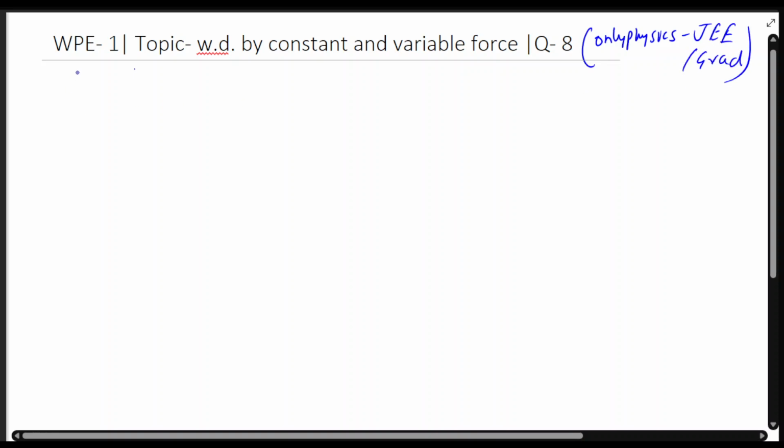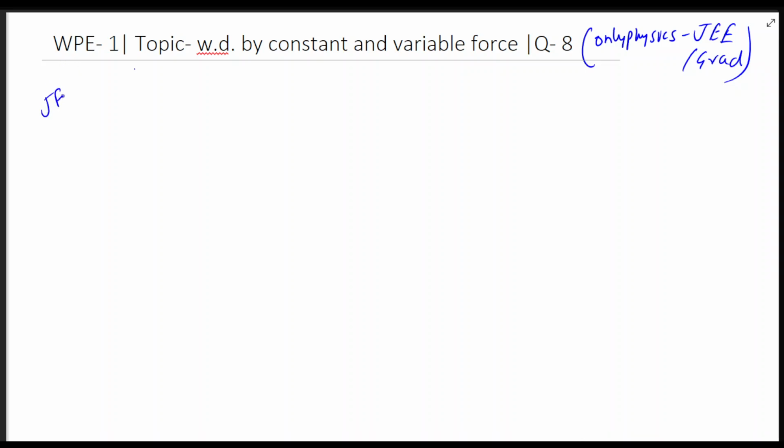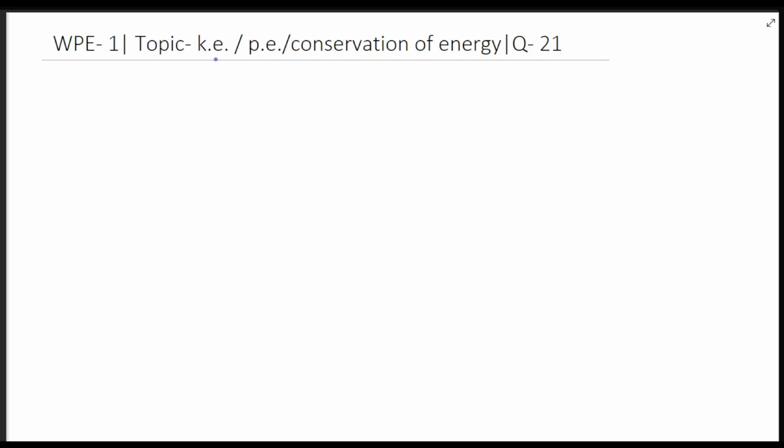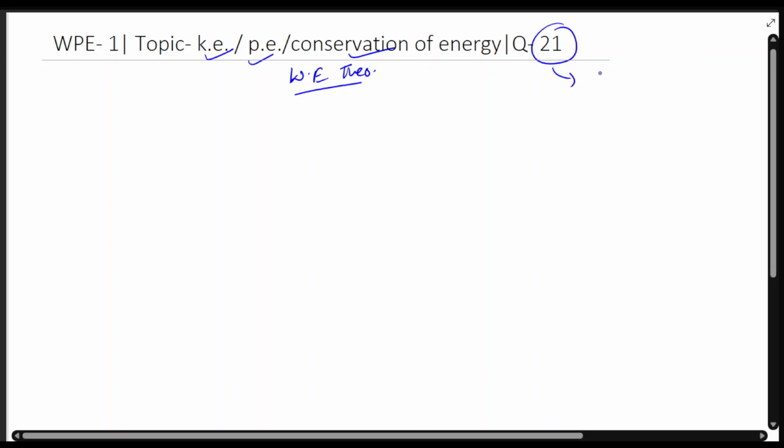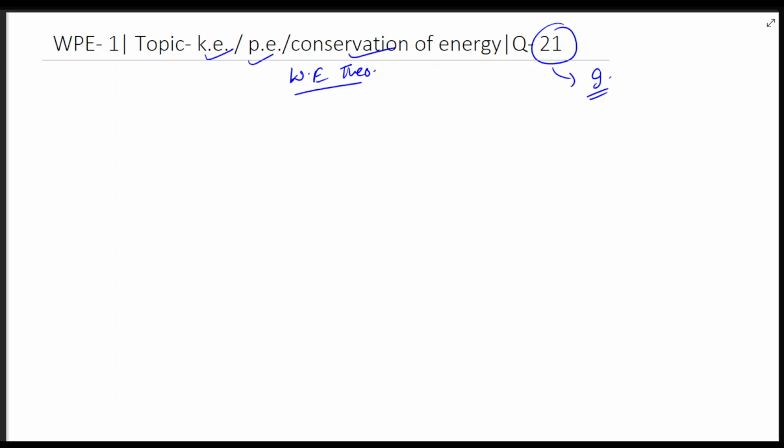So today we are going to discuss JEE Advanced PYQs from the chapter Work, Power, Energy. Today's topic will be work done by constant force and variable force. There will be 8 questions. And the second topic will be kinetic energy, potential energy, conservation of energy, work energy theorem, right? These topics will have 21 questions, but we'll be discussing only 9 in this video, okay? So in total we'll be discussing 17 questions, 8 plus 9. Further questions will be discussed in the next video.